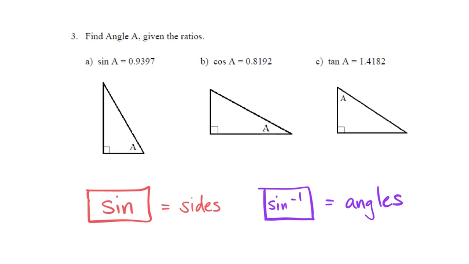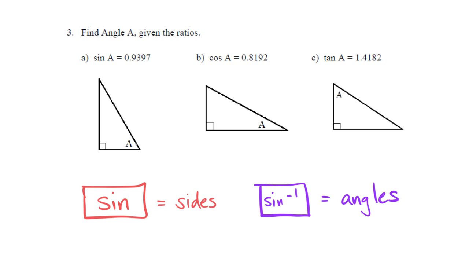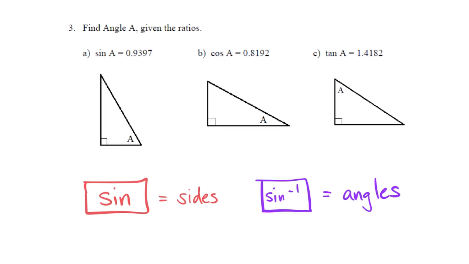Okay, I'm just going to slide that down a little bit and try to create a little more space here. Now what we are going to do is work our way through. There we go. So if I am going to go through and now find angle A, then you gave me a sine ratio, so I'm going to use my inverse sine. What I could write then is that A is equal to the inverse sine of 0.9397.